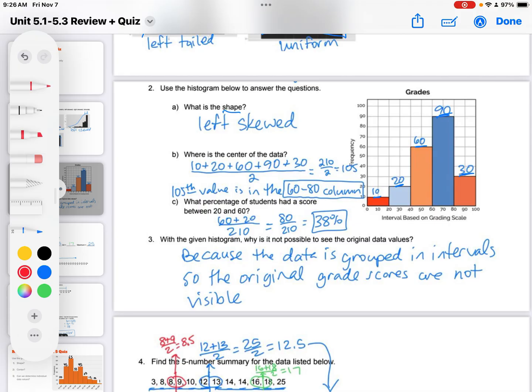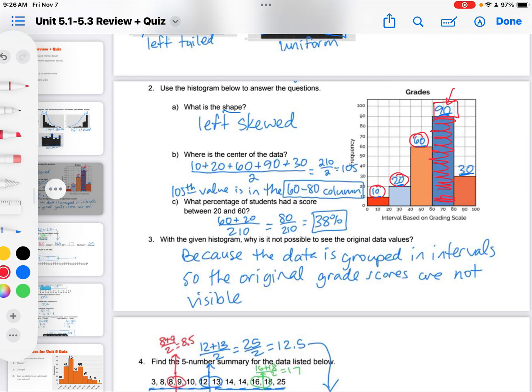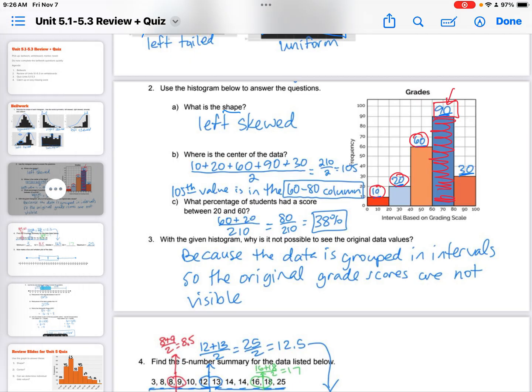If I take 10 plus 20, that's 30. 30 plus 60 more, that's 90. I need to get to 105, so I need to be in this part of the histogram, which is between 60 and 80. That's where the center of our data is. Please note that it is not always going to be the tallest column in the data set. That's just where it fell this time, but that is not always going to be the case.